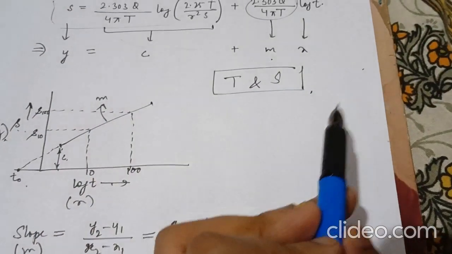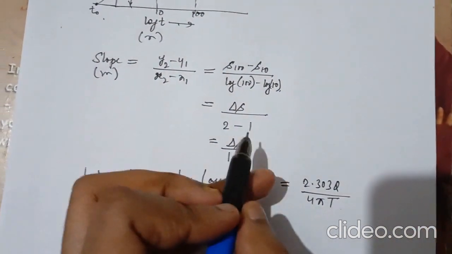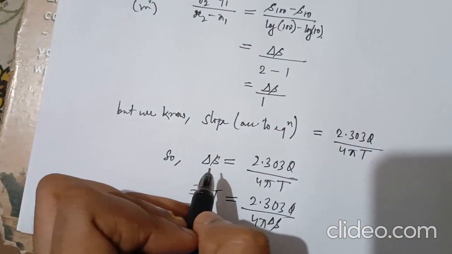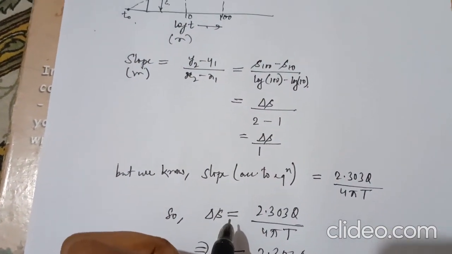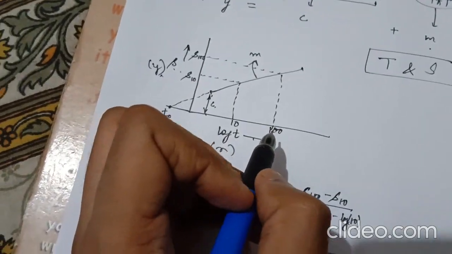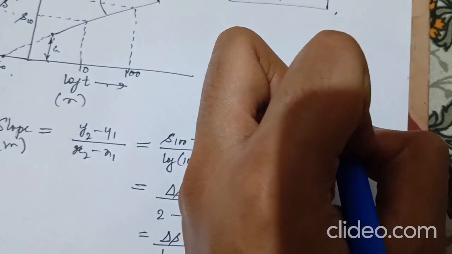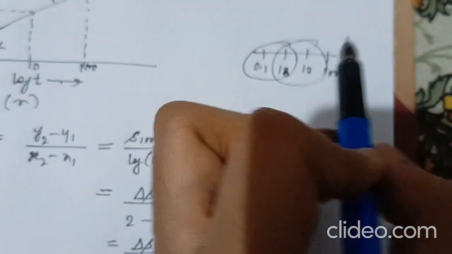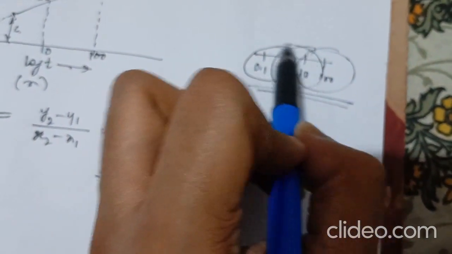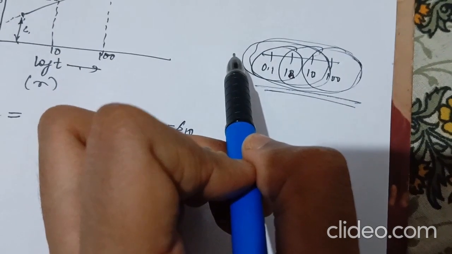Okay, but we know through the equation that our slope is equal to this value, so we can equate both values, and then del s will be equal to 2.303 Q upon 4 pi T. From the graph, if you take one log cycle, means in a graph if there is 0.1, 1, then 10, then 100, so this is one log cycle, this is one log cycle, this is one log cycle. If we take this, then this is 2 log cycles, and if we take both of these, then this is 3 log cycles.